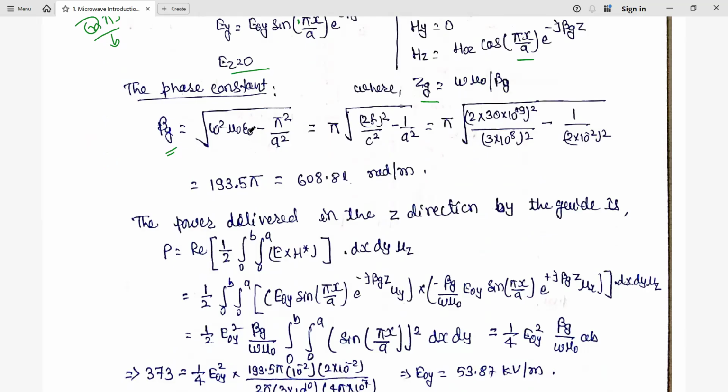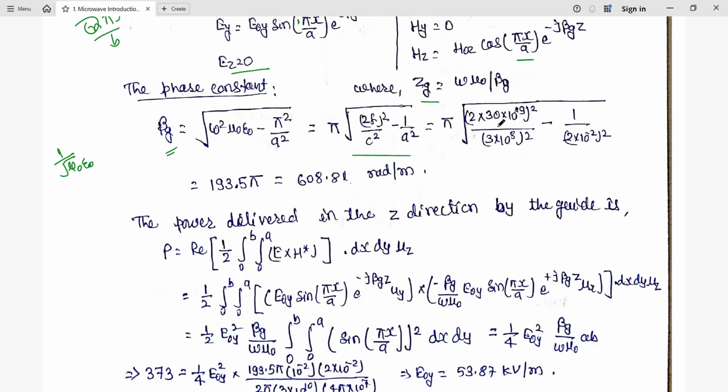Finally, after simplification, we can write it in terms of the velocity of light. 1 by root of mu naught epsilon naught is the velocity of light, and on that basis we write the expression. Pi is taken common and taken outside, and divided, so we get this expression.